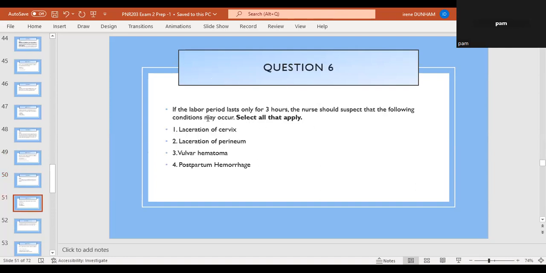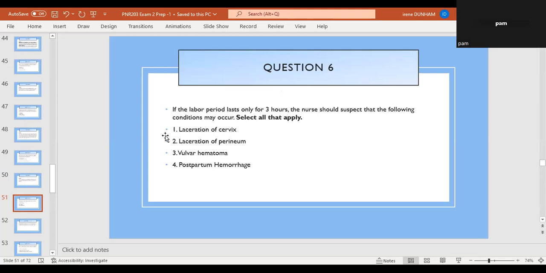Okay. Question number 6. Now, this is a select all that apply. So if the labor period lasts only for 3 hours, the nurse suspects that the following conditions may occur. Again, select all that apply. So could I have a laceration of the cervix? Yeah, well, what is this? What is this describing here? This is describing a precipitous labor and birth.